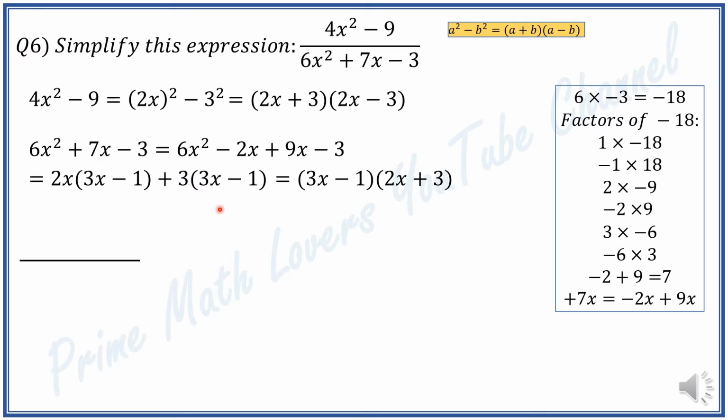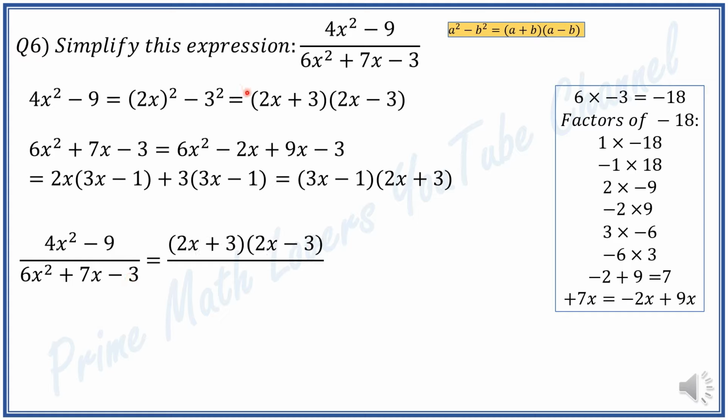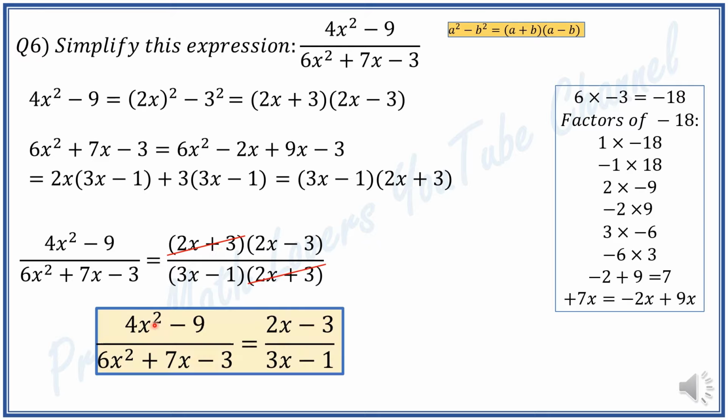Back to our fraction, we get 4x squared minus 9 over 6x squared plus 7x minus 3. We can replace the numerator with what we've calculated before. So we will get 2x plus 3 times 2x minus 3. And we replace the denominator by 3x minus 1 times 2x plus 3, what we've calculated here. Then we can cancel 2x plus 3 from numerator and denominator. And finally, we get our expression is equal to 2x minus 3 over 3x minus 1.